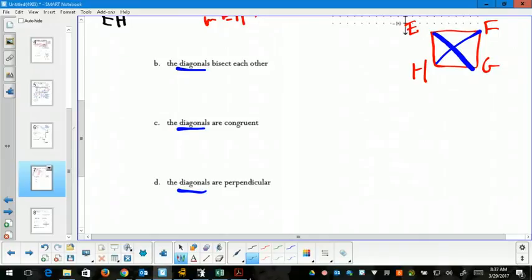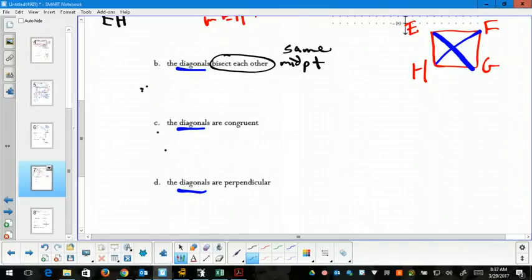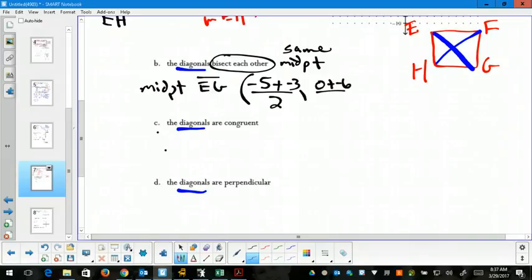Now what do I do to show the diagonals bisect each other? Find the midpoint. If they bisect each other, they should have the same midpoint. So I'm going to find the midpoint of EG, which looking at my points, that means I have to do -5 plus -3 over 2, and 0 plus -6 over 2. Well, that's going to be -8 on top. -8 divided by 2 is -4. This will be -6 on top divided by 2 is -3.